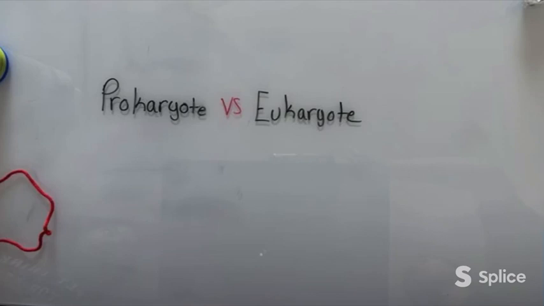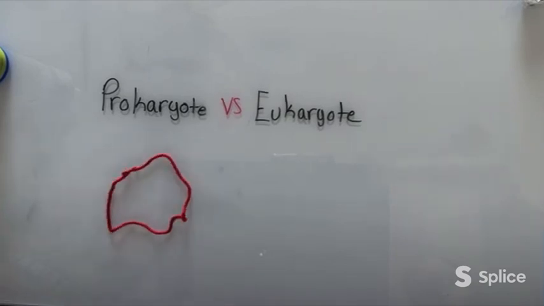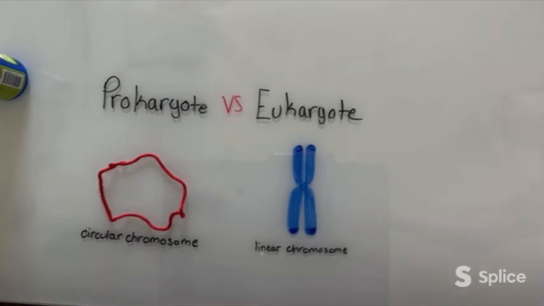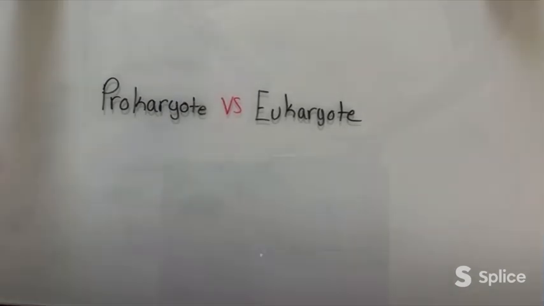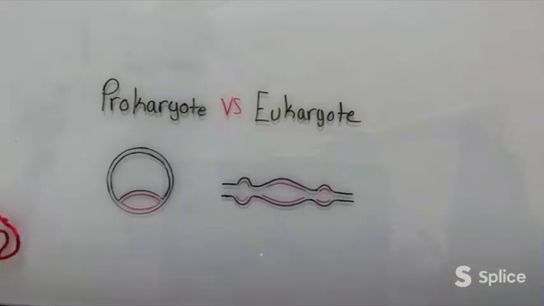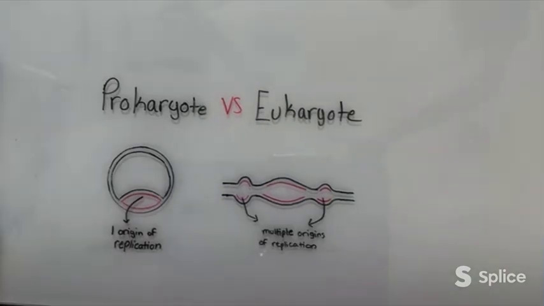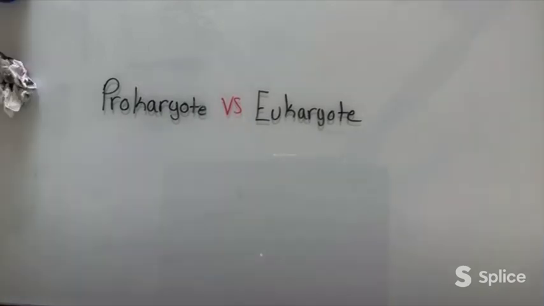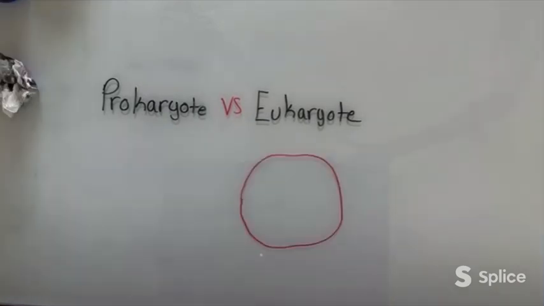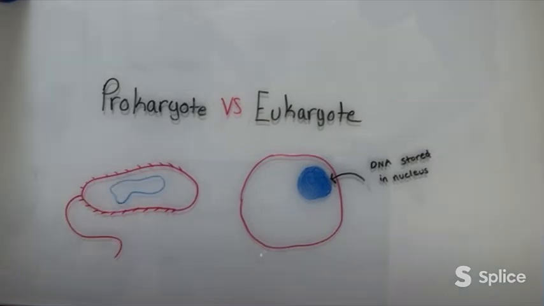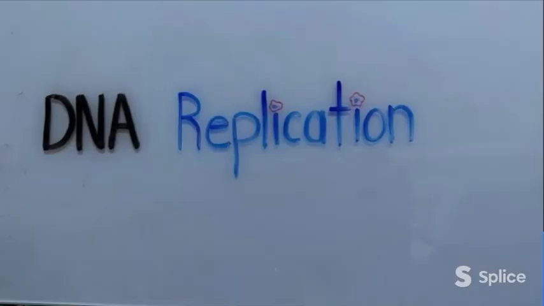There are some differences between prokaryotic and eukaryotic DNA. Eukaryotes, such as humans, have a linear DNA. It is not one continuous loop DNA like prokaryotes. In addition, DNA in prokaryotes has only one origin of replication, while in eukaryotes there are multiple. Furthermore, in prokaryotes, DNA is free-floating in the cytoplasm, while in eukaryotes it is organized in the nucleus.